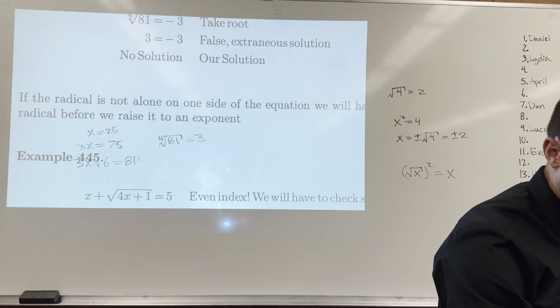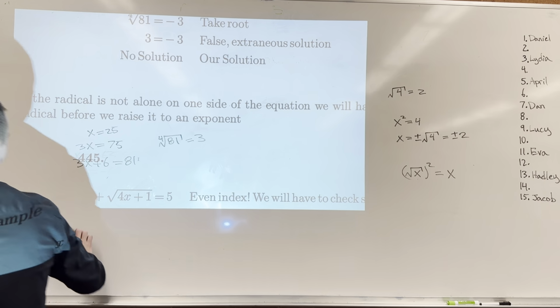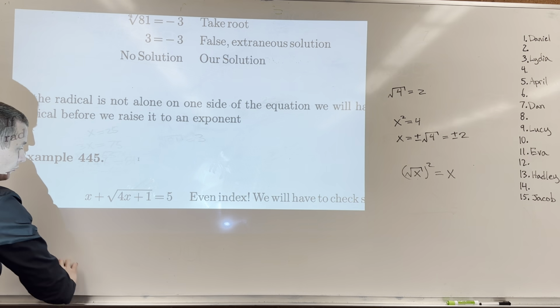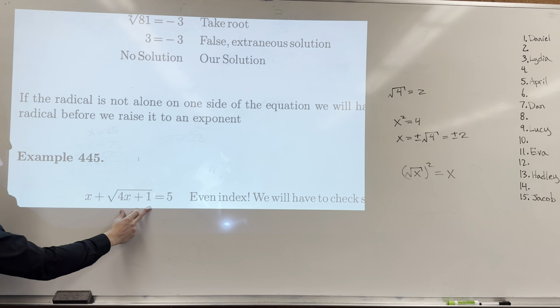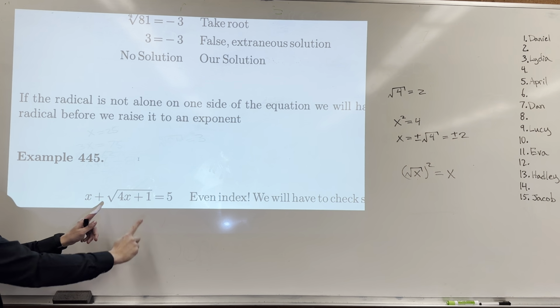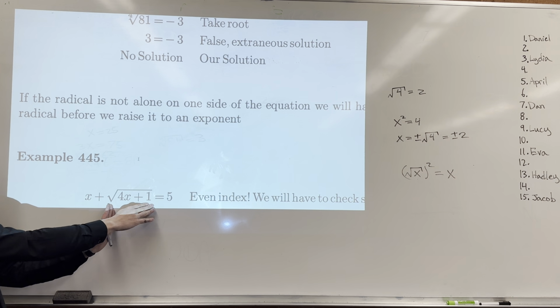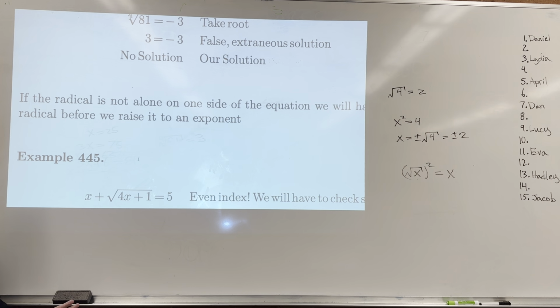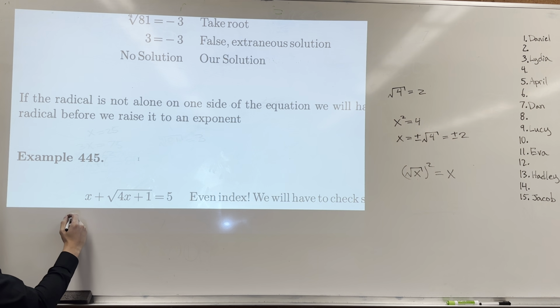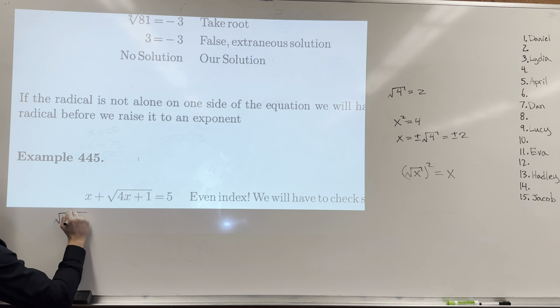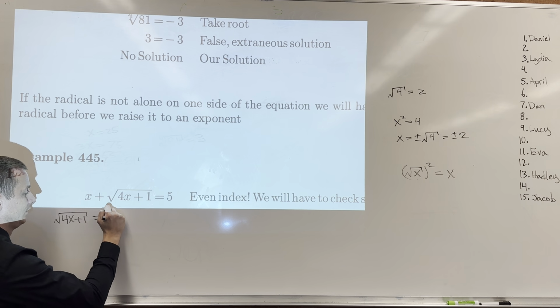All right. Slightly more complex one. Do not just instantly start squaring stuff without thinking about it. When we're solving these problems that have radicals, I want to get the radical by itself on one side, everything else on the other side, then square it. So you want to move the x? So I want to move the x. That's exactly right. So I've got the square root of 4x plus 1 is equal to 5 minus x, like that.